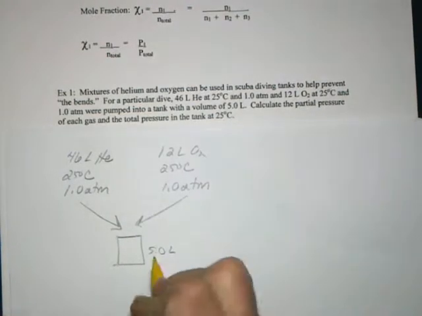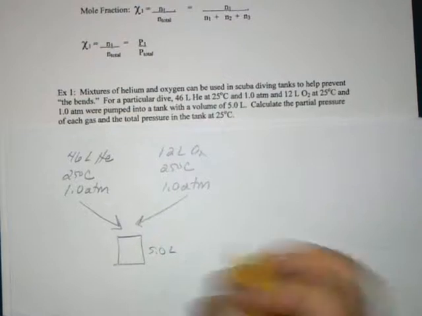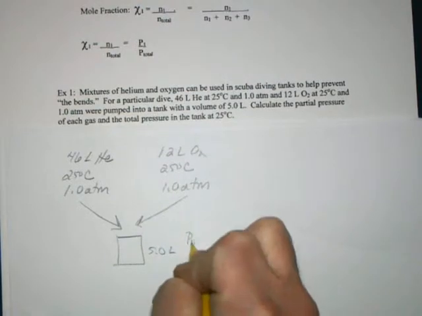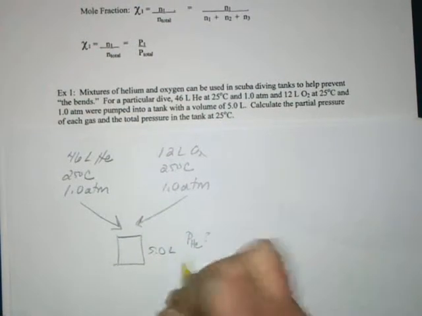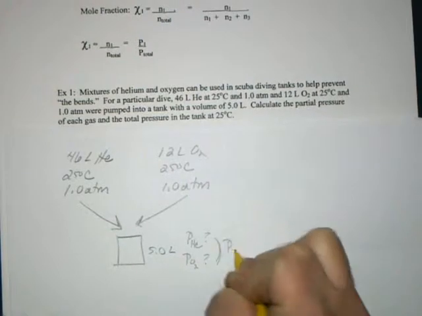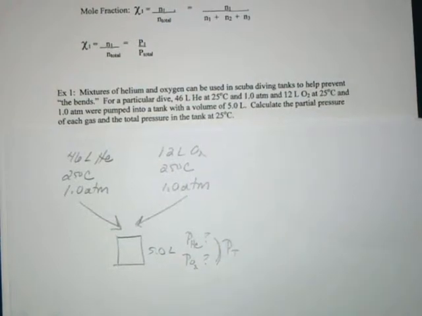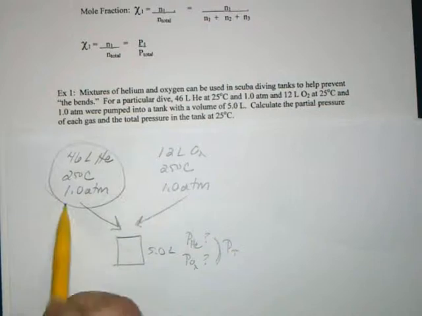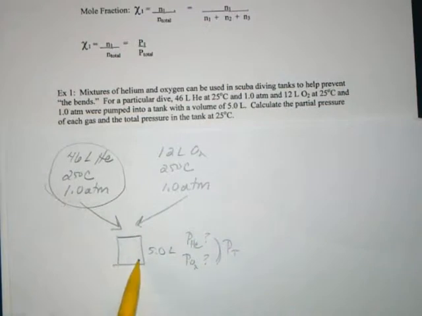Okay, so in this 5-liter tank, it's asking for the partial pressure that helium shows, the partial pressure that oxygen shows, and then collectively the total pressure. We're taking this gas and placing it in a different volume, and this gas and placing it into a different volume.